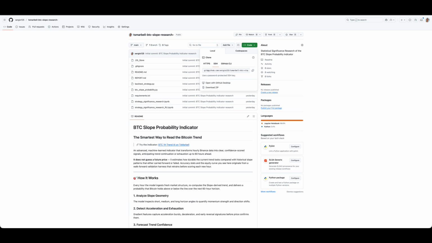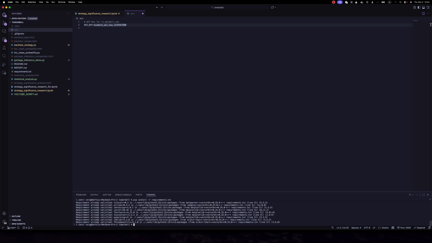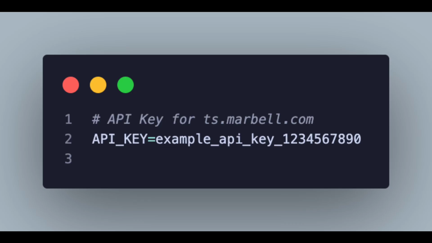Let me show you how to use this indicator in your own trading. First, I clone the repository, links in the description. Install dependencies with pip install requirements.txt. Then you need to create a .env file and input your API key. You can get the API key from tsmarble. Again, links below.